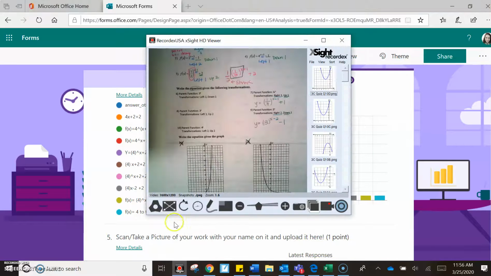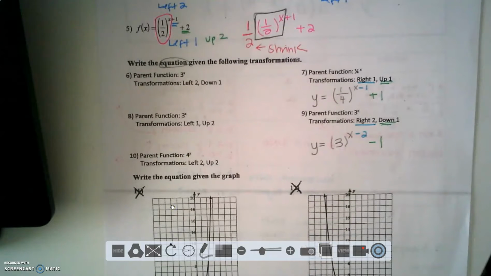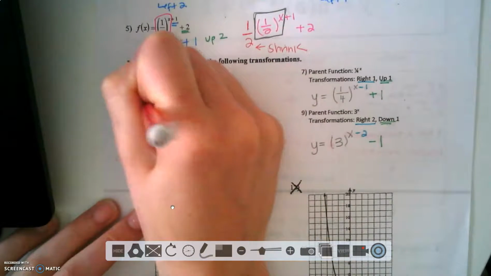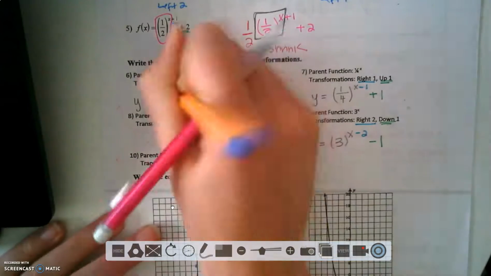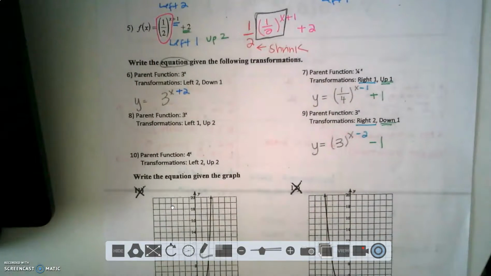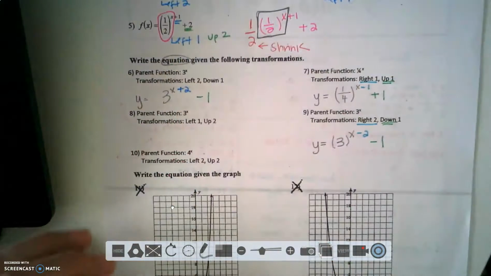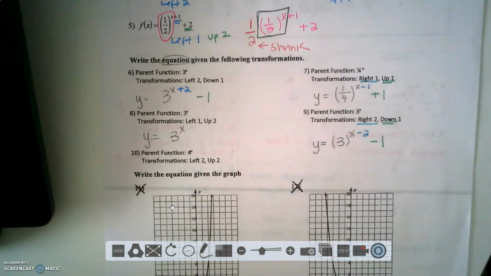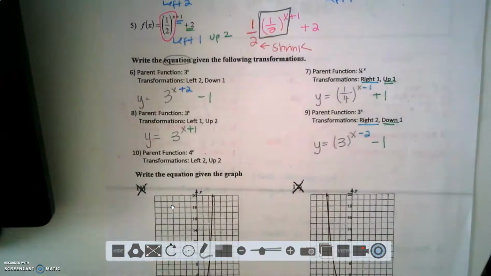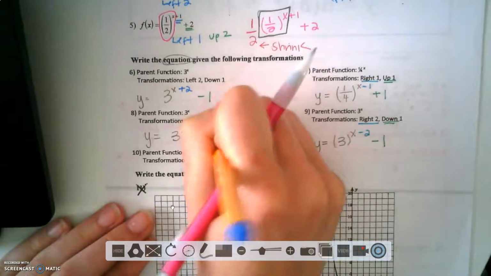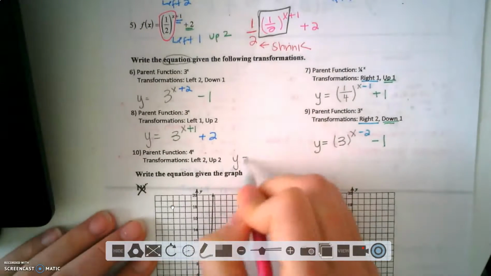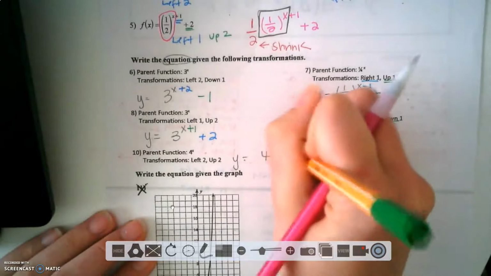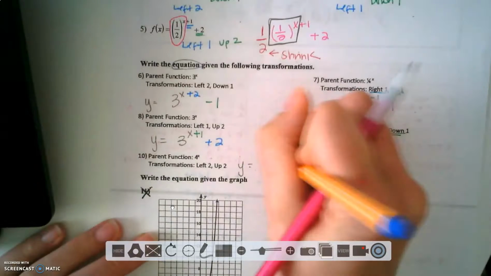So let's look at how we write those transformations here. We're going to write, we have a parent function of 3 to the x, y equals, and we're going to go to the left 2 and down 1. We're going to have a parent function of 3 to the x. We're going to go left 1 and up 2. Mix those colors up for me. We'll have y equals 4 to the x, and we're going up 2 and left 2.